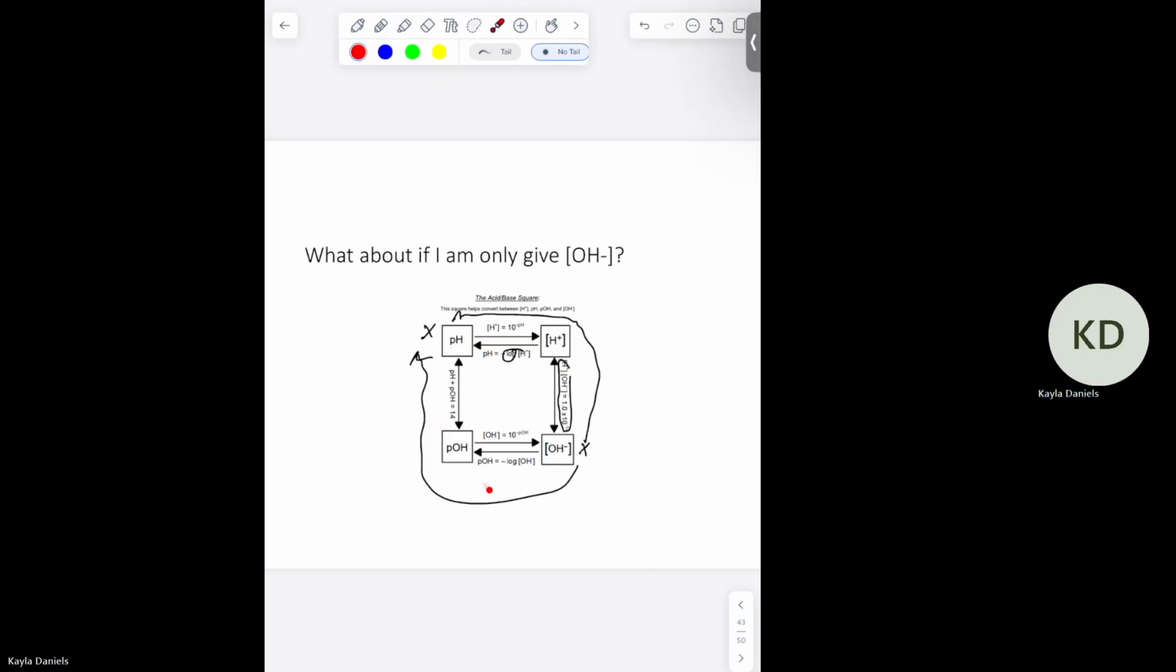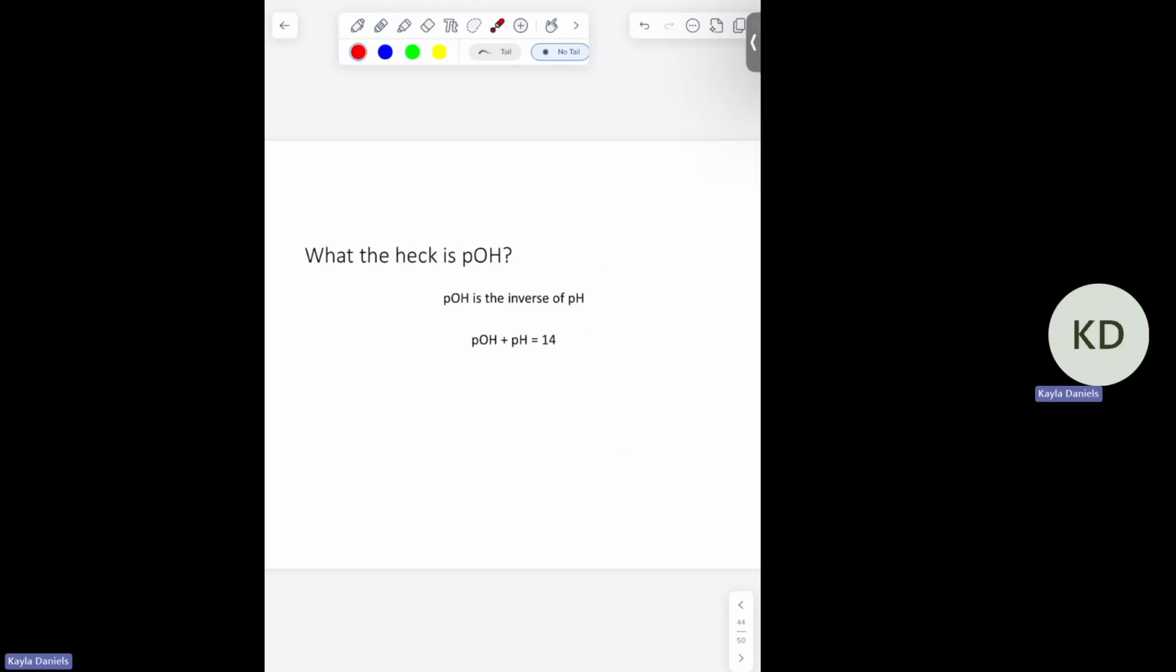But yeah, pOH is the inverse of pH. So if you have a high pH, say it's like 8, then you should have a low pOH. 4. No, they have to add up to 14. Duh, Kayla. 16.